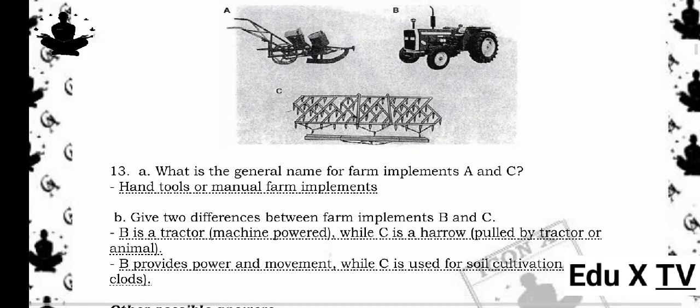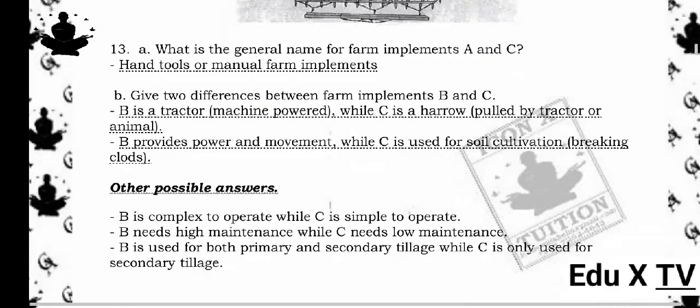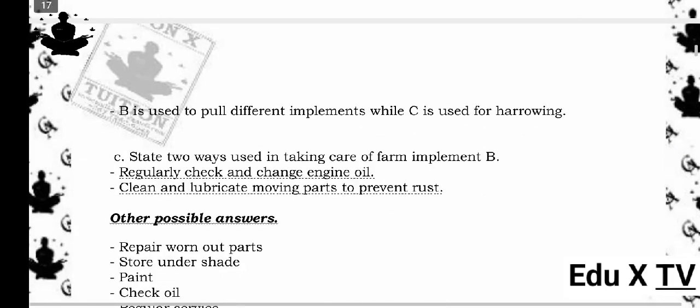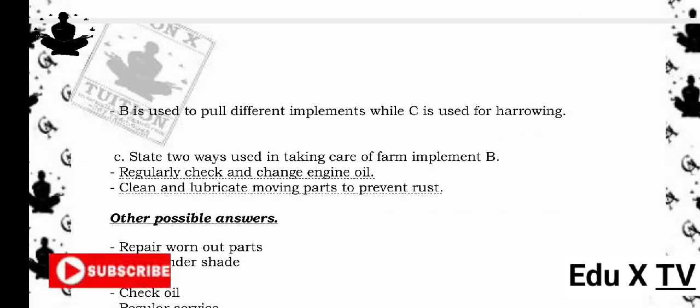B provides power and movement, while C is used for soil cultivation, breaking clods. Other possible answers: B is complex to operate while C is simple to operate. B needs high maintenance while C needs low maintenance. B is used for both primary and secondary tillage while C is only used for secondary tillage. B is used to pull different implements while C is used for harrowing.